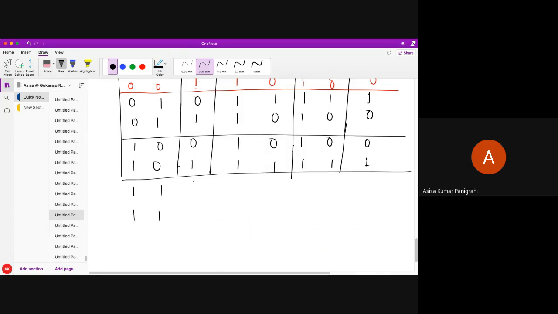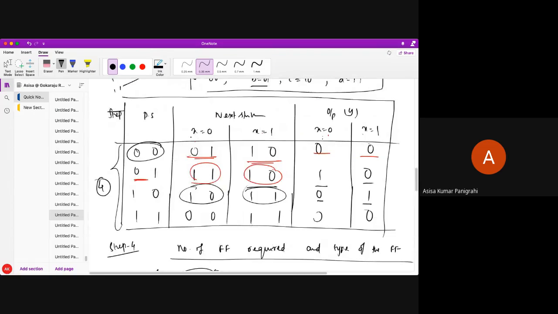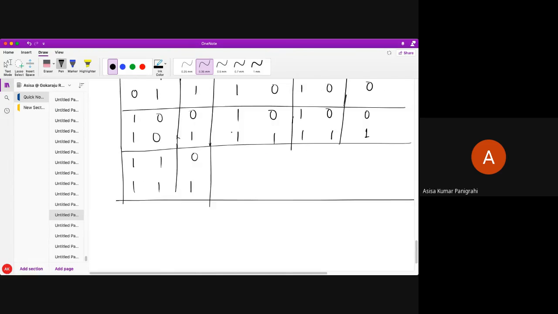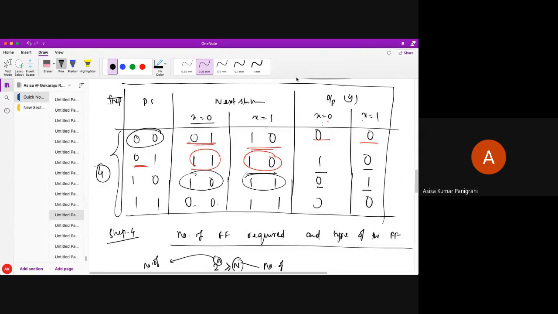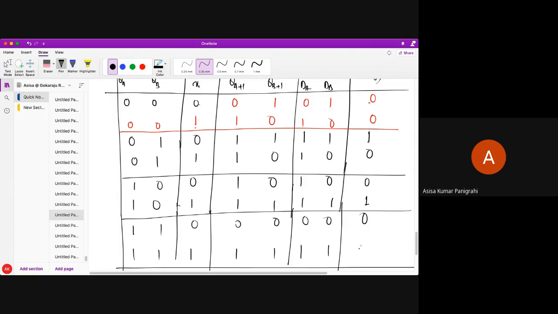Now I am going to the next state 1 1. You can see what my next states are here. For input 0, my next state is 0 0. For input 1, my next state is 1 1. 0 0, 1 1. And what are my flip-flop inputs? Same, I just have to copy this. What are my outputs? For input 0, output is 0, for input 1, output is 0. So in both cases my outputs are 0.